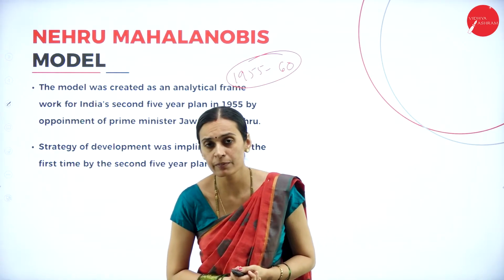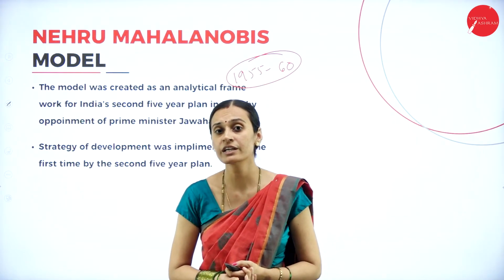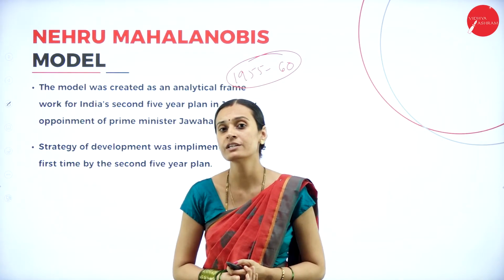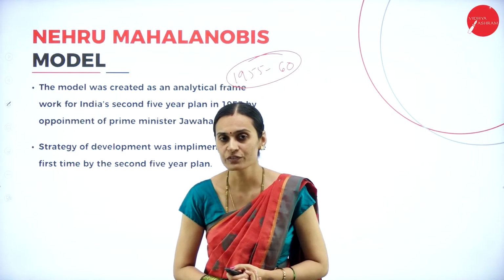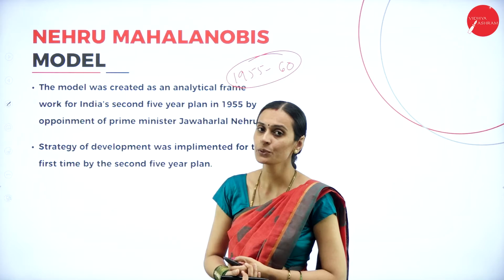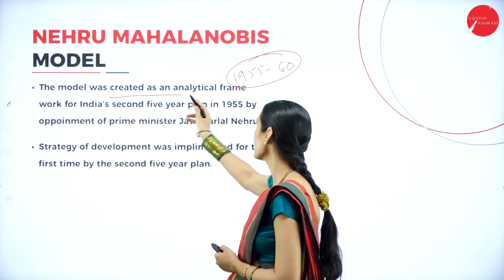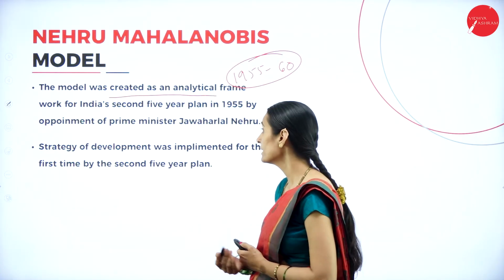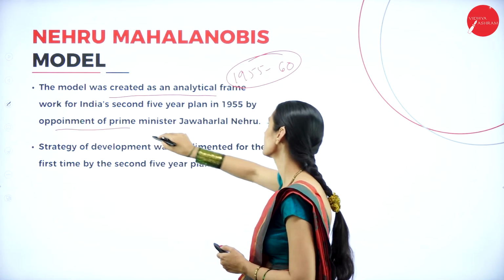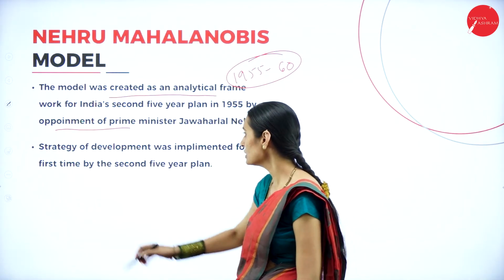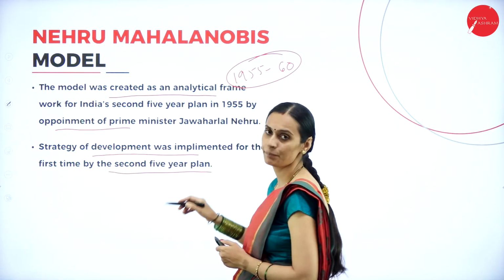Yes, the first five-year plan focused on improving the agriculture sector, and the second five-year plan tried to improve industrialization, introducing industrialization through rapid establishment of industries. The major architects of this plan were Jawaharlal Nehru and Prasanta Chandra Mahalanobis. The model was created as an analytical framework for India's second five-year plan in 1955 by appointment of Prime Minister Jawaharlal Nehru, and the strategy of development was implemented for the first time by the second five-year plan.